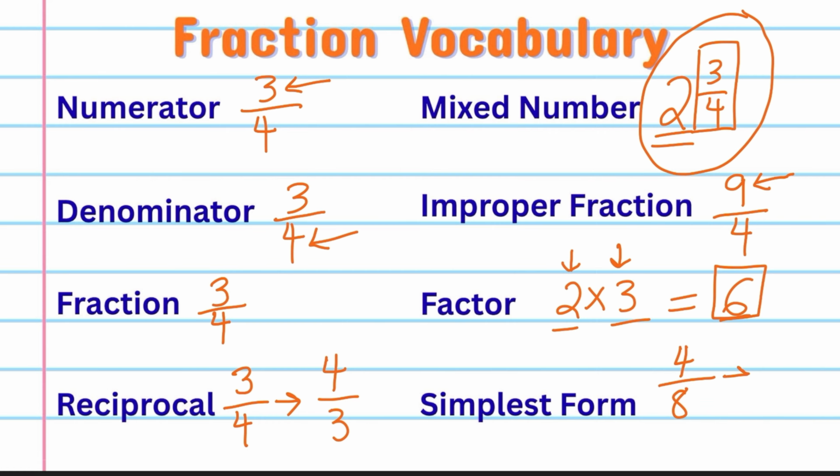If the answer is yes, then that means that 4/8 is not in simplest form. So we need to divide by that common factor to get our fraction in simplest form. So with 4 and with 8, we know that they both have a common factor of 4. And if that is the case, I need to divide my numerator by 4 and divide my denominator by 4. When I divide the numerator by 4, 4 divided by 4 is 1, and 8 divided by 4 is 2. So the simplest form of 4/8 is 1/2.